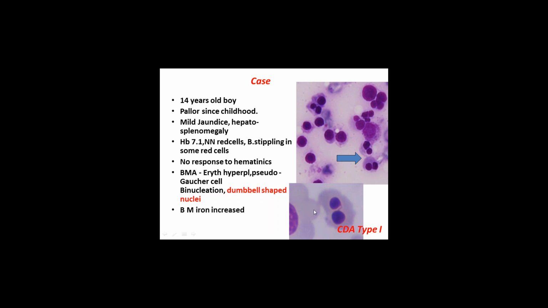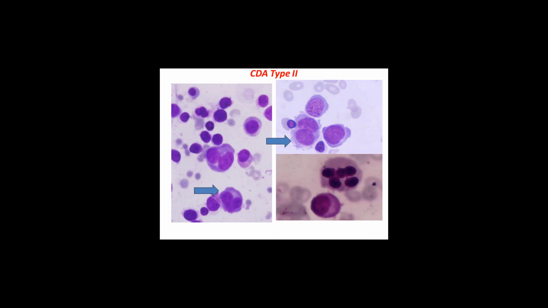Both the nuclei are joined by a thin strand, and they are of equal shape. That is, we say both the lobes are of equal size, and these classical dumbbell shaped nuclei are generally seen in CDA type 1. In CDA type 2, although there are two lobes in the erythroid nucleus, the normoblast, they are generally of unequal size, and we are not able to visualize the thin strand between them.